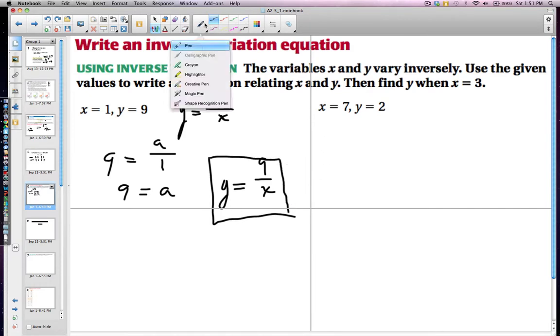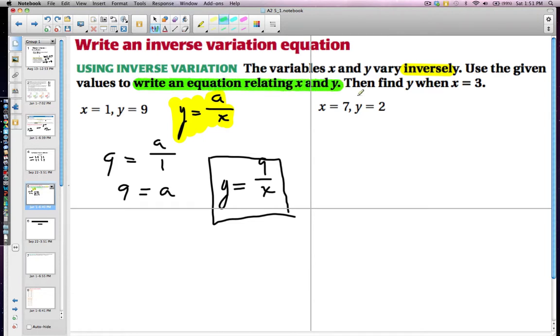It's important also that you think about the concept that this type of problem tells me the variables vary inversely. That's what tells me to use the inverse variation model. It says use the given values to write an equation relating x and y. Okay, so that's what I've done so far. I've written an equation that relates x and y.